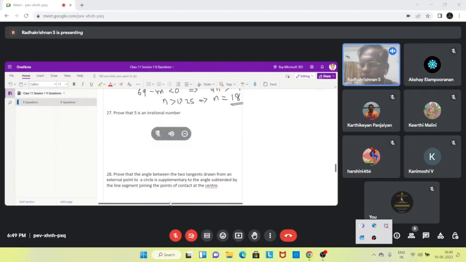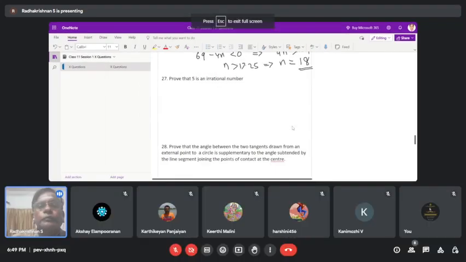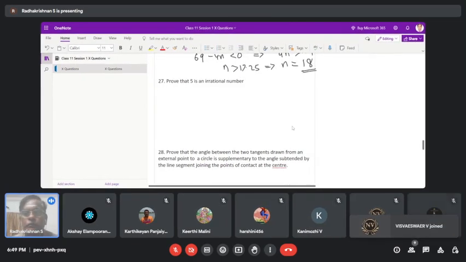Let's start with the problem, and after that I will give whatever instructions I wanted to give. Prove that root 5 is an irrational number. Okay, so what is an irrational number? Who knows the definition of an irrational number?